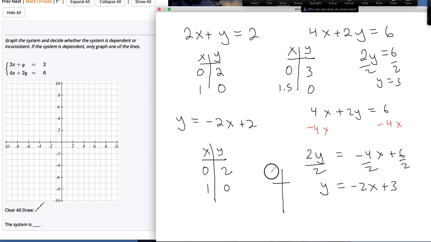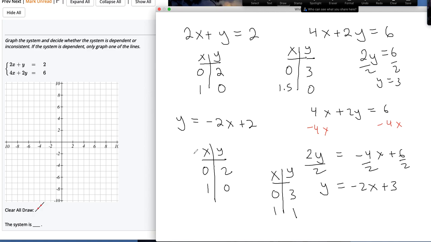So let me make another t-table, and if we go x equals 0, great, y equals 3, that's what we got last time right there. And here, instead of having to do this 1.5, I'm just going to go when x equals 1, and then negative 2 times 1 would be negative 2 plus 3 makes 1. And so then I get 1, 1.